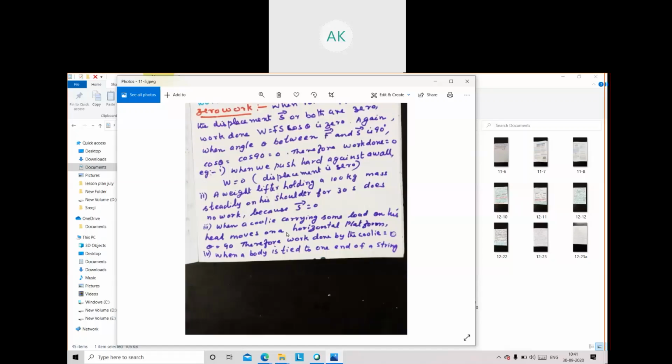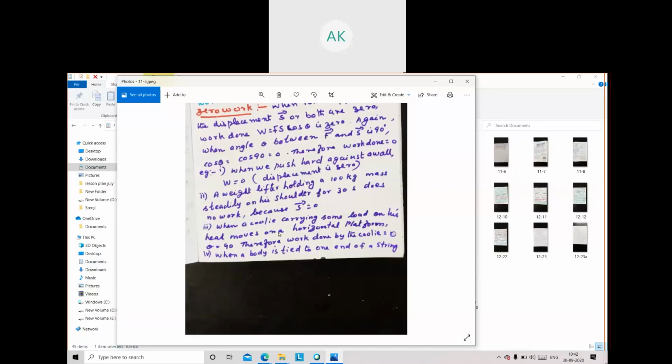So the work done in the language of physics is different. See, when you study day and night, we say, oh, he is working hard. That is different. But if we are not having any displacement while applying the force, work done is 0. With this weightlifter, he is holding the weight, 100 kilogram mass for 30 seconds, but work done by him is 0. So in the language of physics, work done is different.